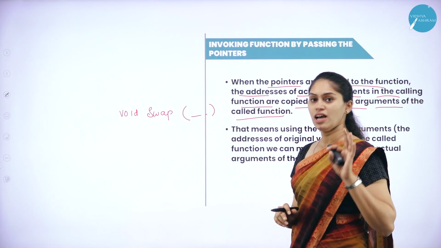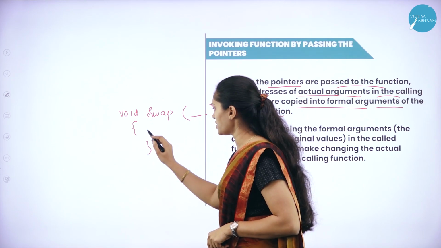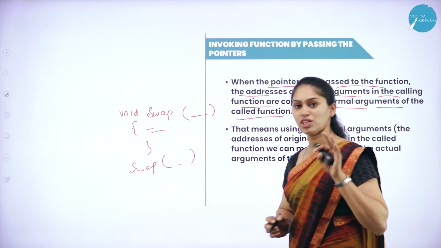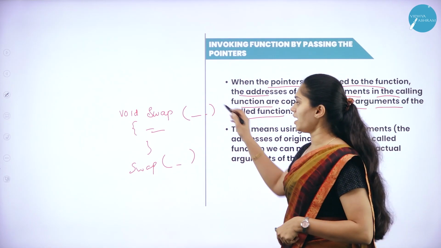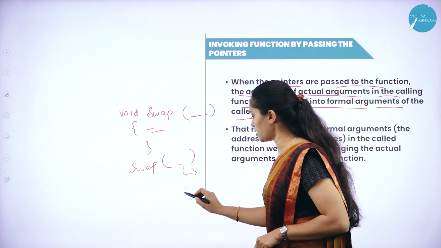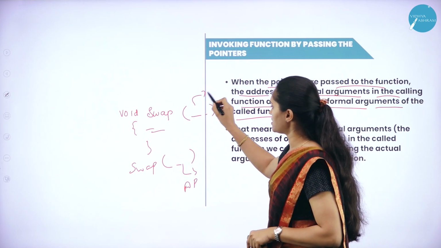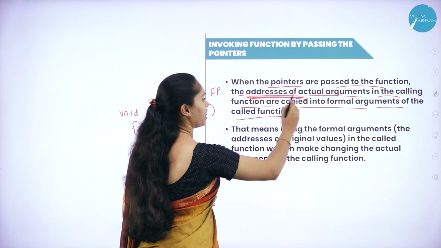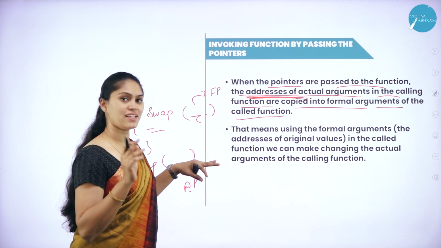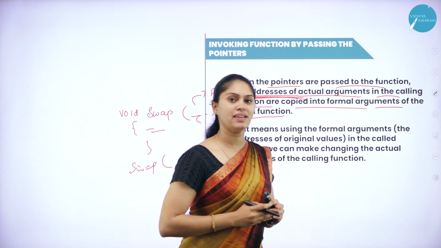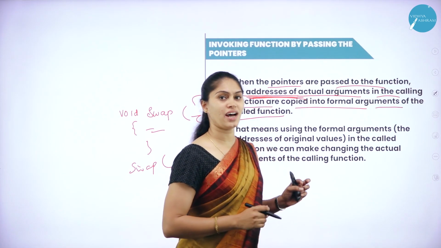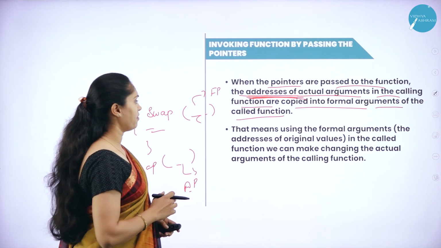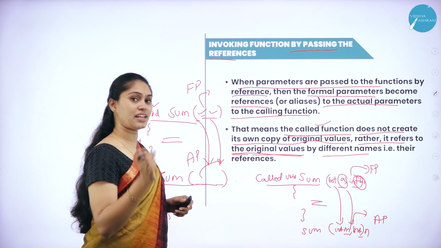Here I have some arguments in the called function, and I have a calling function. In the calling function, I am going to send some parameters to the called function. So these arguments are nothing but actual parameters, and these are formal parameters. Here they are saying the addresses of the actual arguments in the calling function, where the actual parameter resides, will be copied to the formal parameter which resides in the called function.